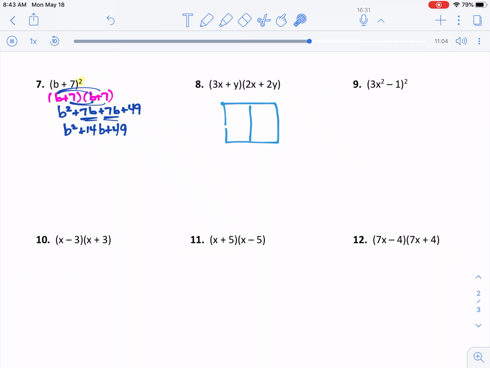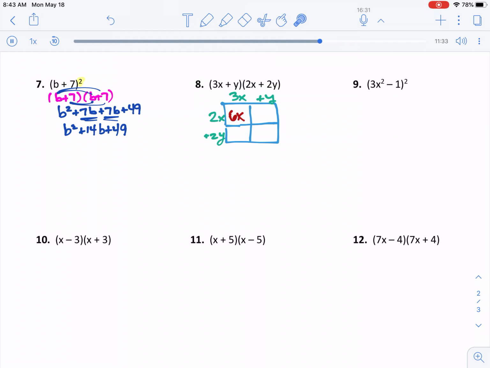So let's make our box. And what we're going to have on the top, let's change colors so it's easy to see, is 3x plus y. And on the side, it's going to be 2x plus 2y. And that will be our box. So now let's multiply in. 3x times 2x is 6x squared.